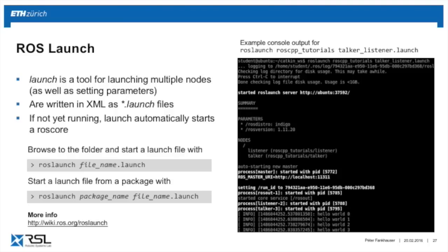As another example, we had the talker and the listener before. There exists a launch file which launches the two together, and you could use it by typing roslaunch, roscpp_tutorials, and talker_listener.launch. This does the same work you did before, starting the talker and the listener together.